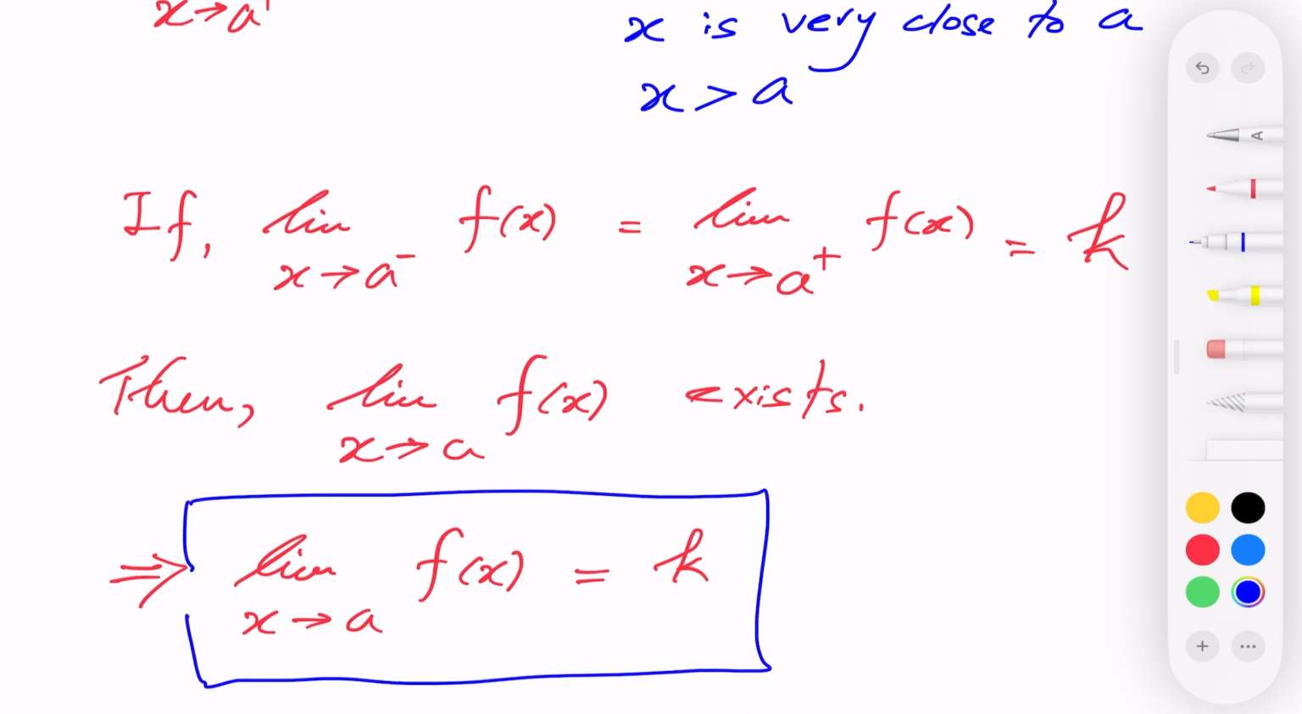Please note that for continuity, the first condition is that the limit should exist, but that alone is not enough. We must also check for a second condition. The second condition is that when you replace x with a in the given function f of x, it should be equal to k, which is the limit of the function f of x as x approaches a. If that condition is not satisfied, we say that the function f of x is not continuous within a neighborhood of x equals a.